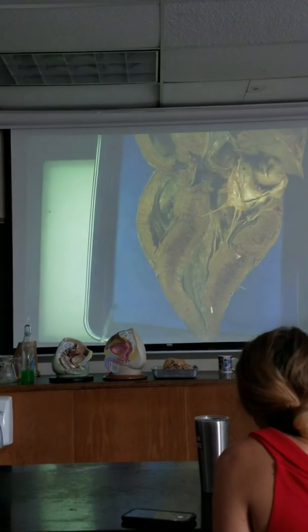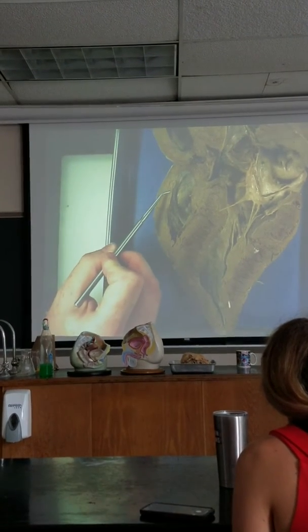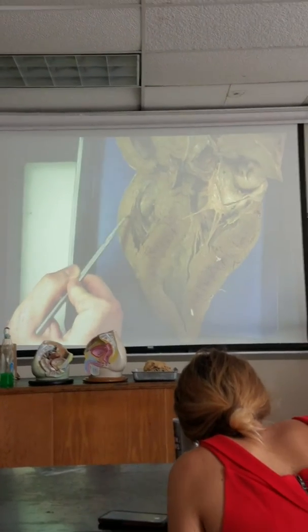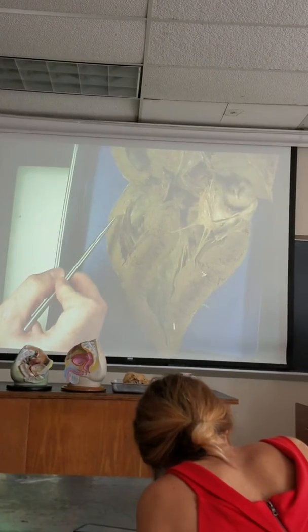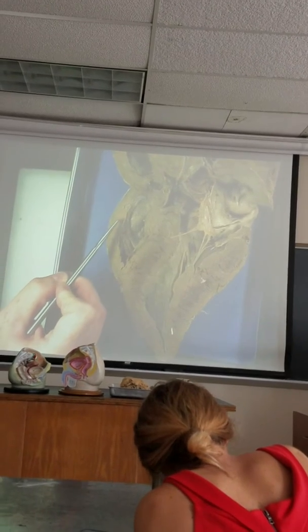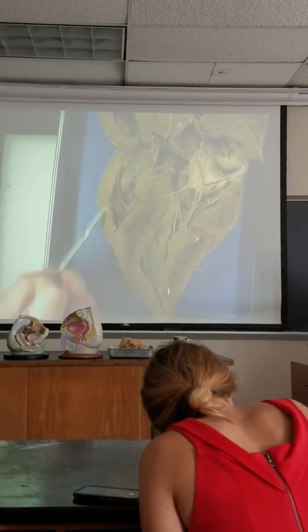If you guys can see this, I'm trying to find a good one on the projector. So you guys see this white line going down here? So this is going to be the endocardium. So that's going to be the membrane lining the chambers like the ventricles and the atria. So remember, epicardium is going to be on the outside here, that white line, and the endocardium is going to be on the inside. And then between the two, this thick layer is all myocardium.